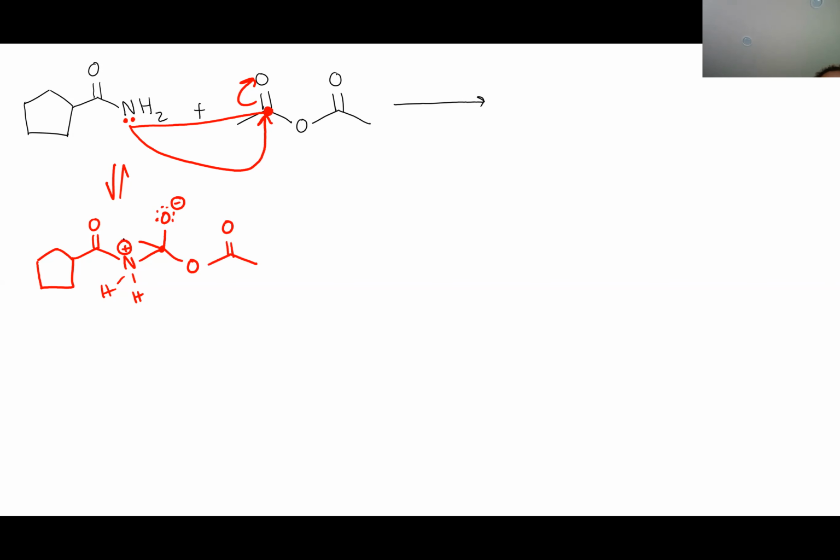What's going to happen next? Will we reform that oxygen? Right, we're going to reform the pi bond, and this will kick out the other part of the anhydride. So we're going to kick out a carboxylate.